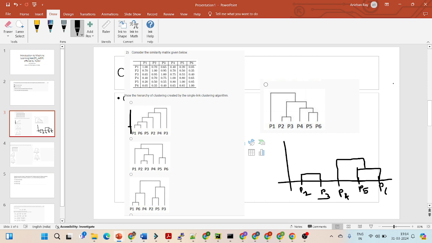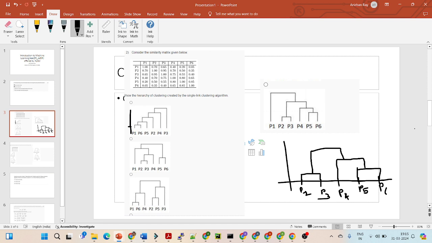So after 0.8, I think 0.75 is the next highest. So 0.75 is the one. That is between P4 and P3. So a little bit more height. We're connecting like this.